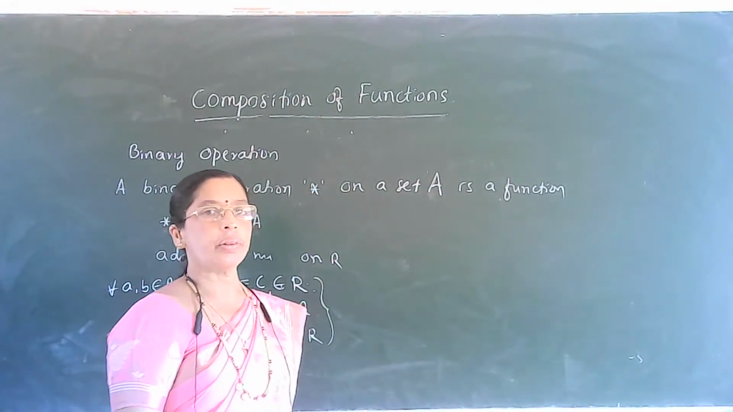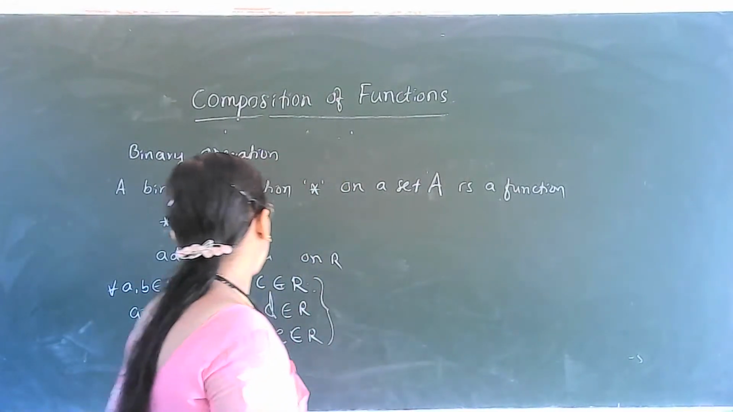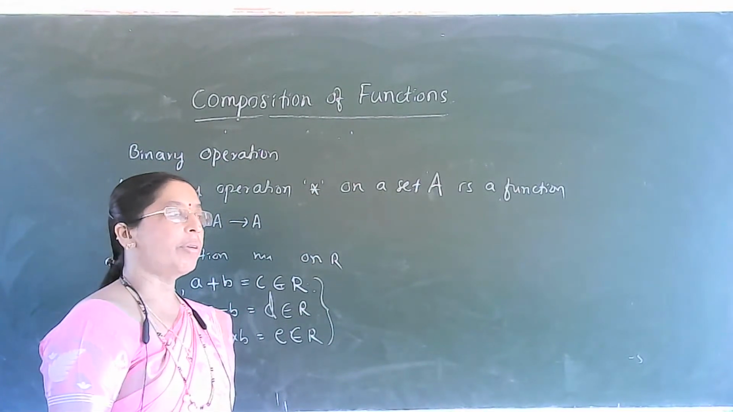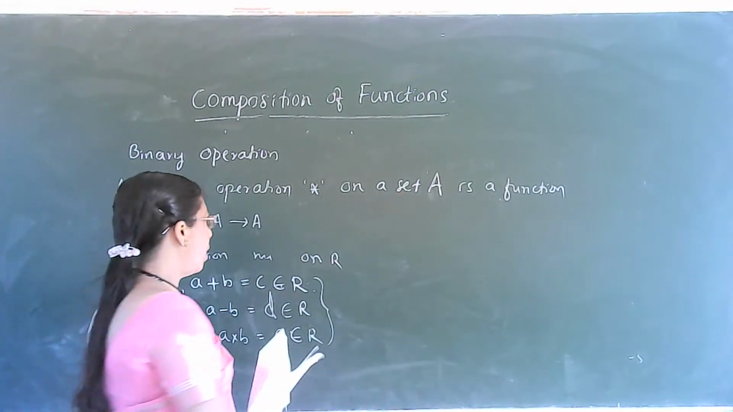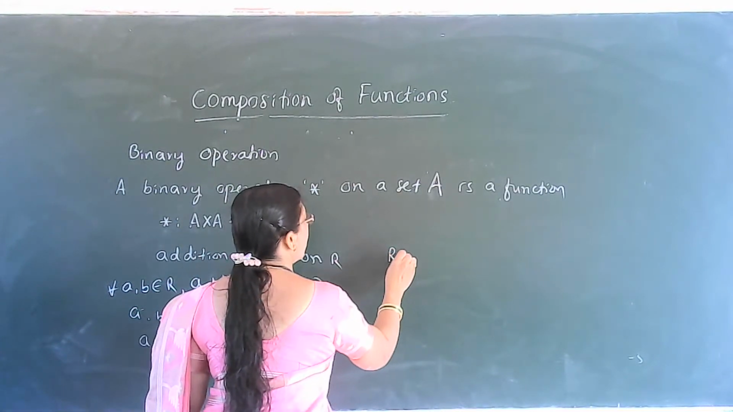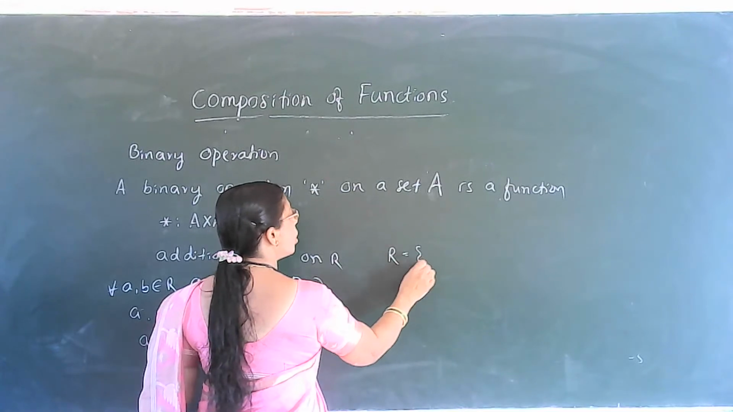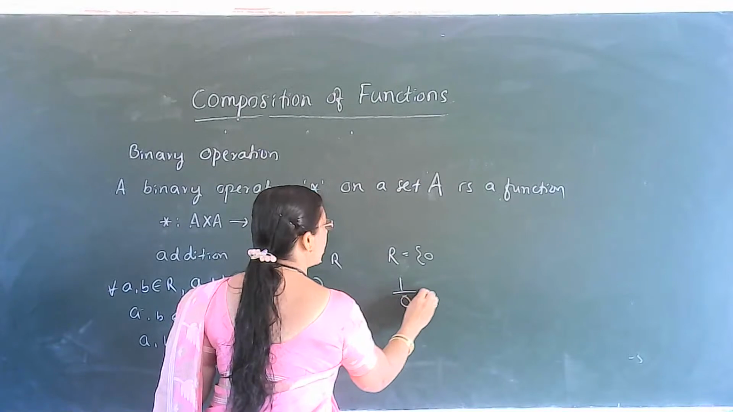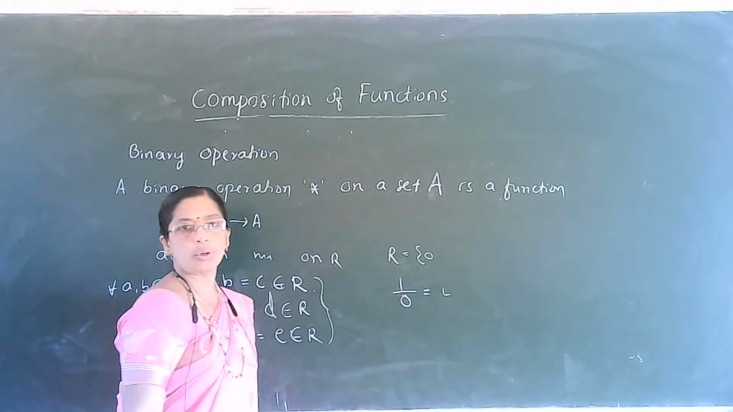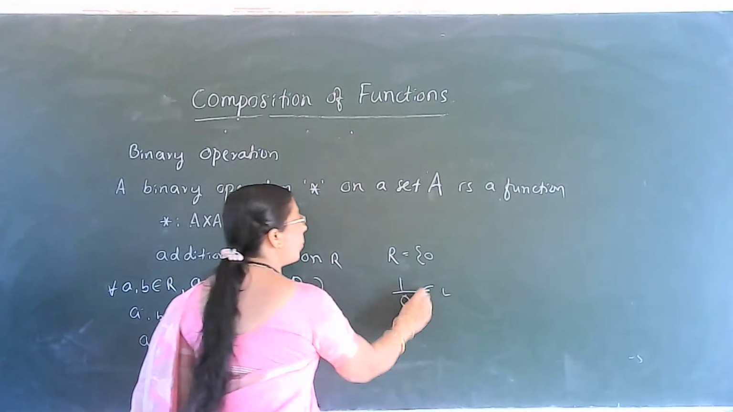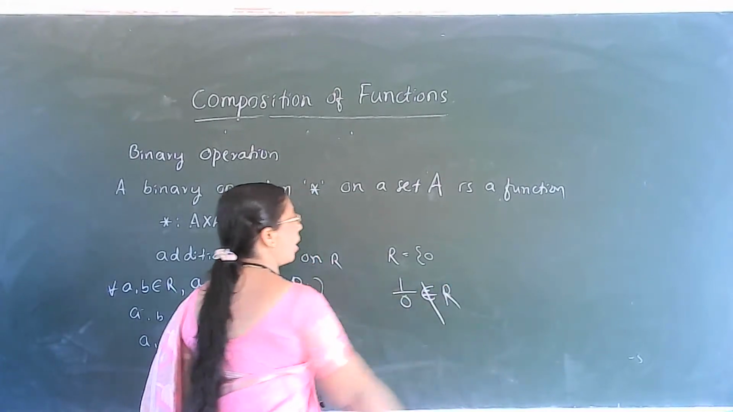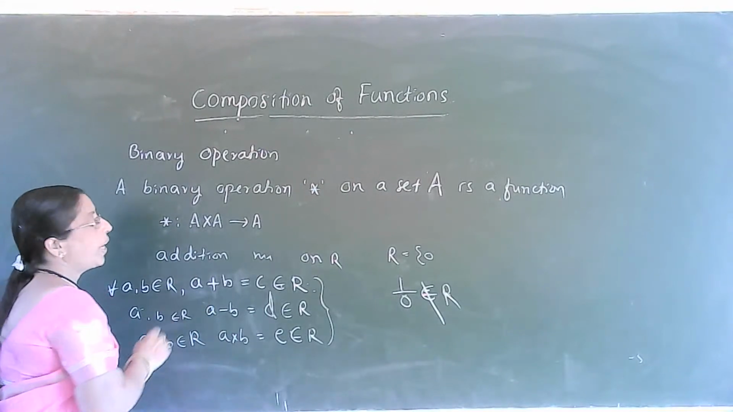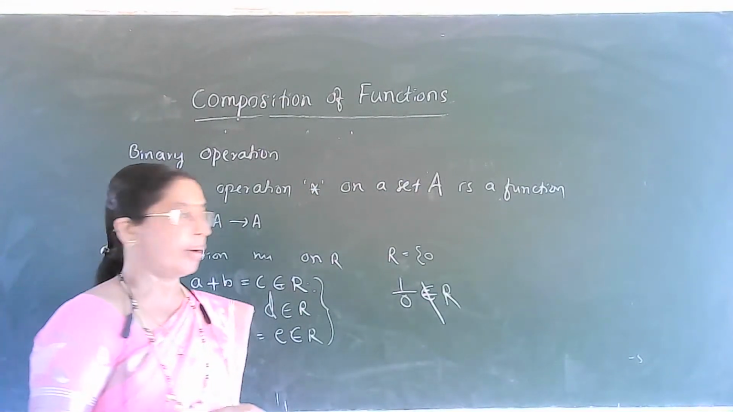But division is not a binary operation on R, because 0 is there in the set R. R includes 0 also, but 1 by 0 is not defined. Therefore 1 by 0 does not belong to R, and therefore division is not a binary operation on R.